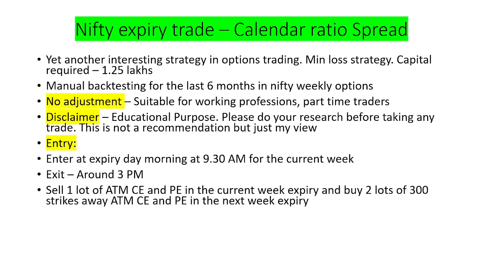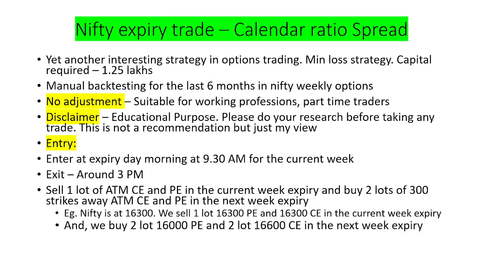The strategy is that we'll be selling one lot of ATM call and put in the current week, and we'll buy 2 lots of 300 strikes away call and put in the next week. That is, if Nifty is trading at 16,300, then we sell 1 lot of 16,300 call and put of the current week, and we buy 2 lots of 16,000 put and 16,600 call in the next week expiry.